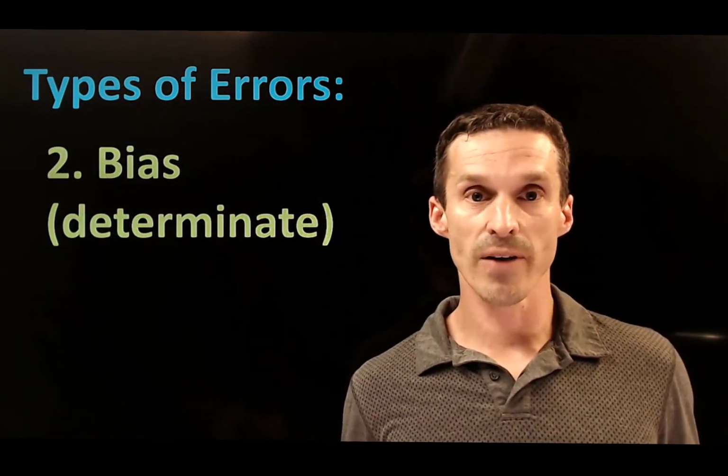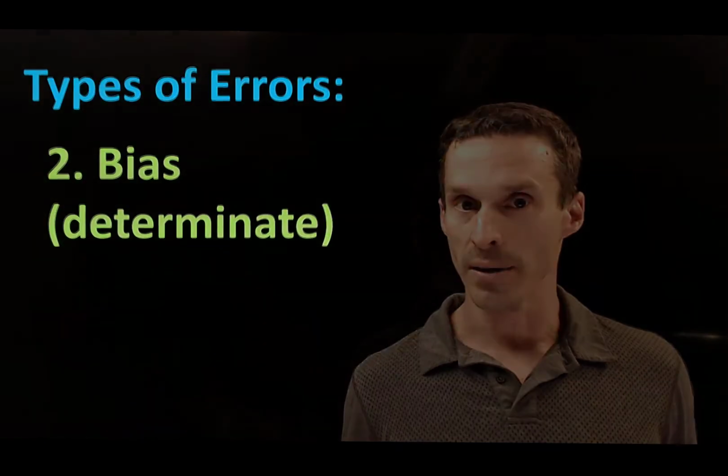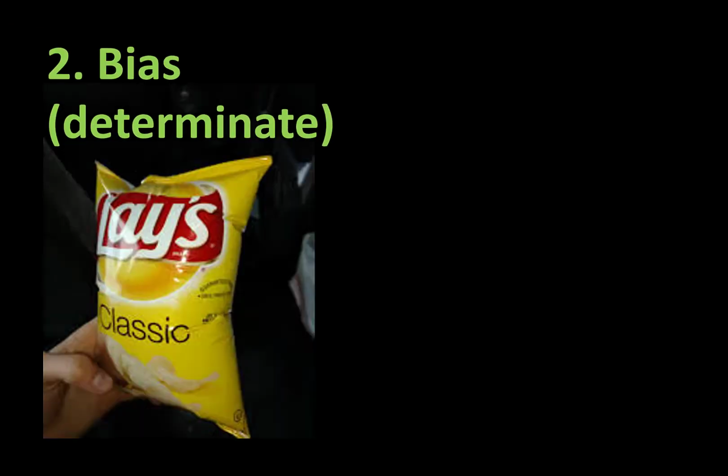So the second type of error is a lot more difficult to spot. So let's take this example here of a bag of chips.